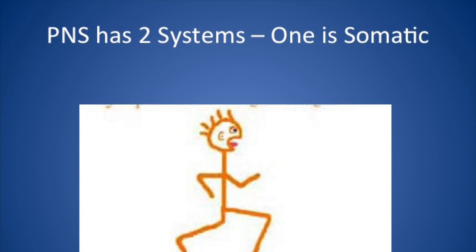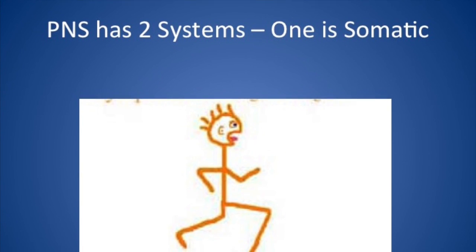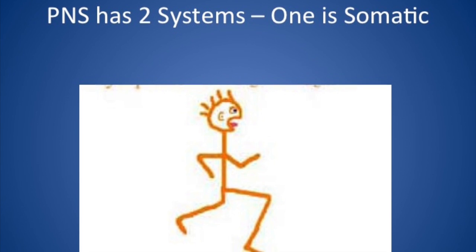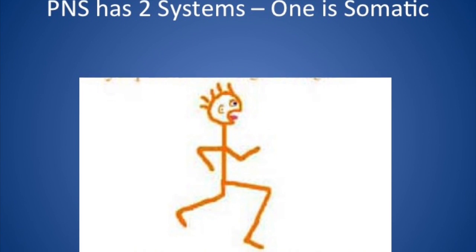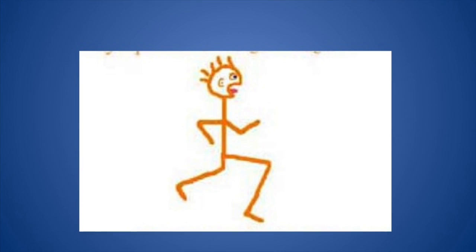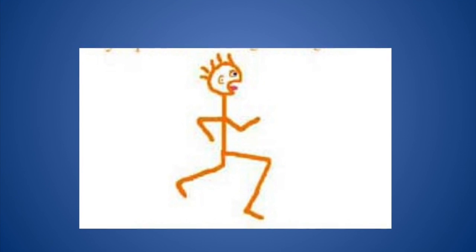The PNS can be divided into 2 systems. The first, the somatic nervous system, is responsible for voluntary movement and action. This system is composed of both sensory neurons, which carry information from the nerves to the brain and spinal cord, and motor neurons, which transmit information from the CNS to muscle fibers.